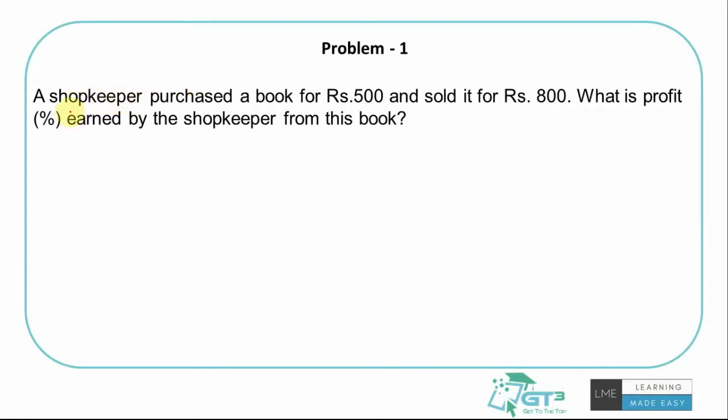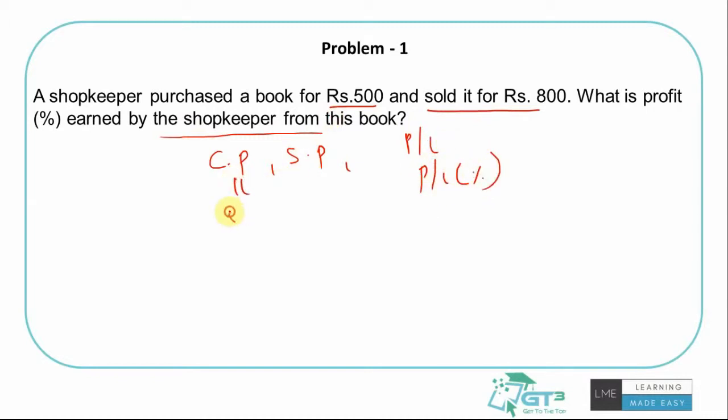It says a shopkeeper purchased a book for rupees 500 and sold it for rupees 800. What is the profit percentage earned by the shopkeeper from his book? Always look for cost price, selling price, and profit or loss percentage. They gave me the cost price of the book, 500 rupees, and the selling price, 800 rupees, and they are asking me to find this.